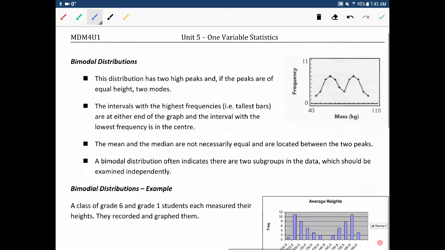All right, so let's talk about bimodal distributions. A bimodal distribution, you can see I got a little picture here. It kind of looks like a normal distribution, except that it's like 2 of them. So there are the peaks, and we're assuming the peaks are of equal height, so then it has 2 modes. Each of those numbers would be the mode in that case.